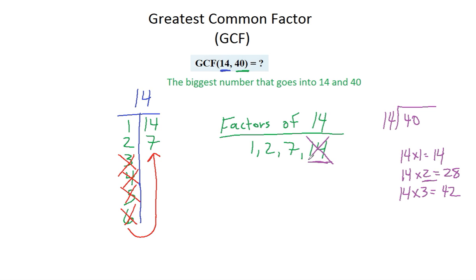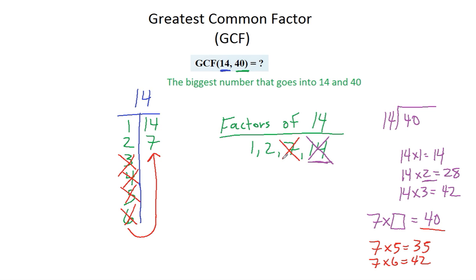Let's try 7. Does 7 go into 40? That one might be a little bit easier. 7 times what gives me 40? And that's easier for me because I know my math facts. I know that 7 times 5 is 35, and 7 times 6 is 42. So once again, we're going for 40. We missed. So 7 is not a factor of 40.